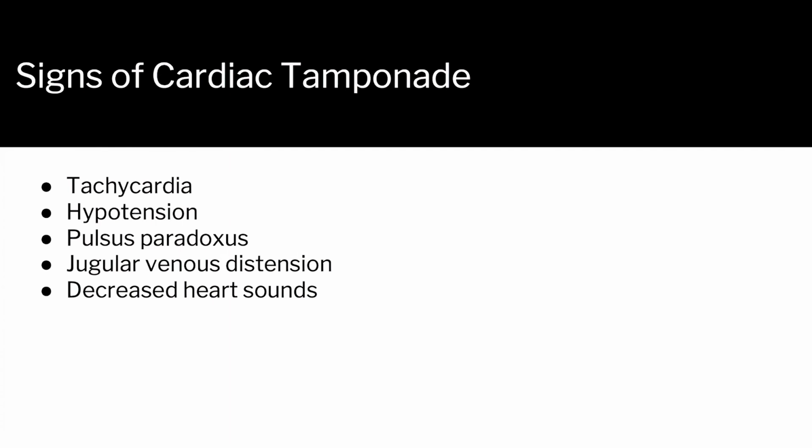Pericardiocentesis needs to be performed for hemodynamically significant effusions and when signs of cardiac tamponade are present. These include tachycardia, hypotension, pulsus paradoxus, jugular venous distension, and decreased heart sounds.